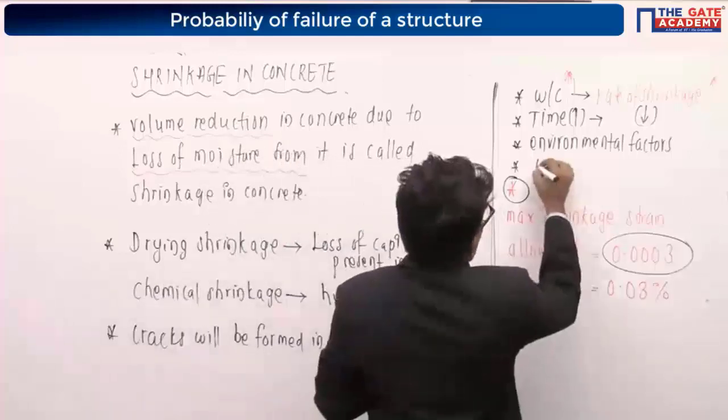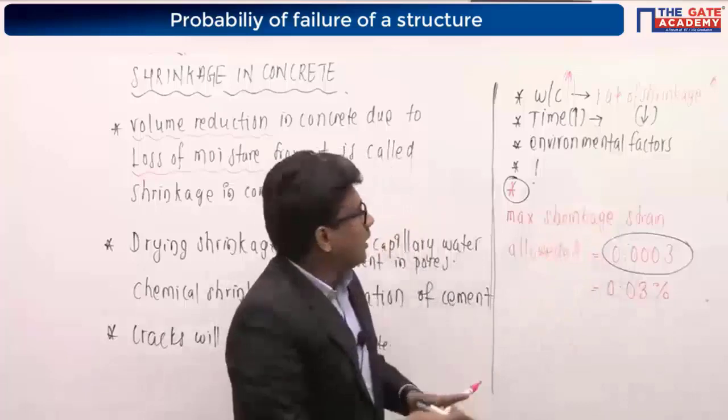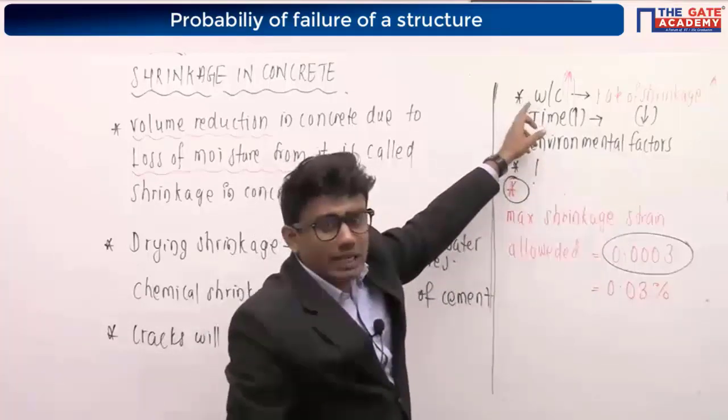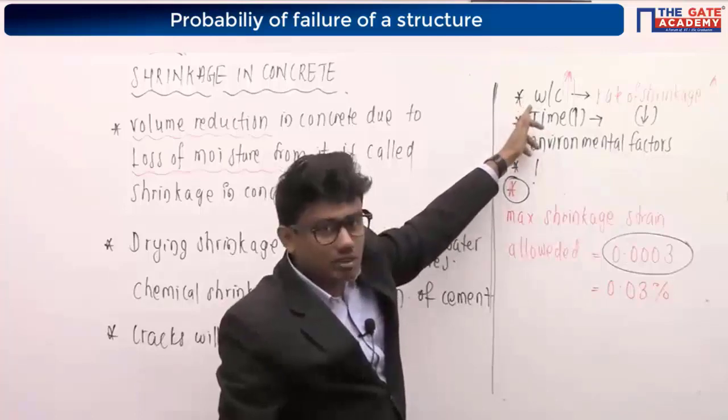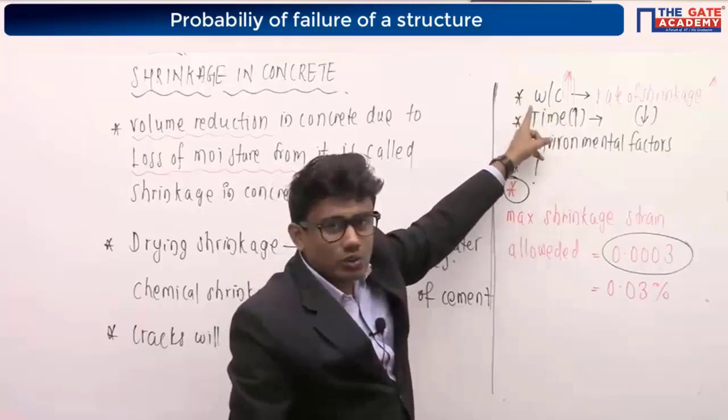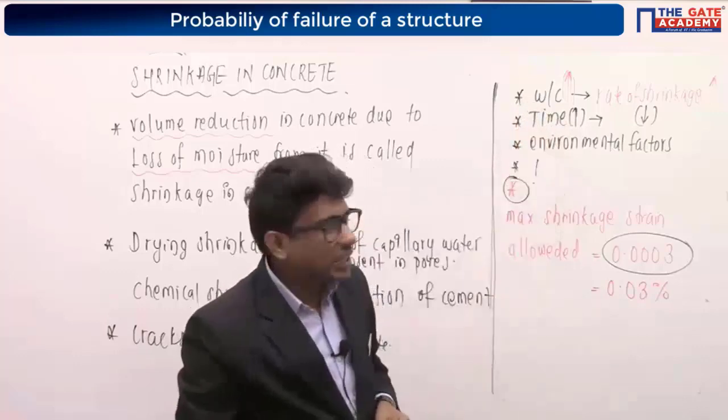And one more thing, these things are not in our control, right? Time and environment are not in our control. We can control this water cement ratio. We can reduce the water cement ratio without affecting the strength and workability. If we control the water cement ratio, we can control the shrinkage in the concrete.